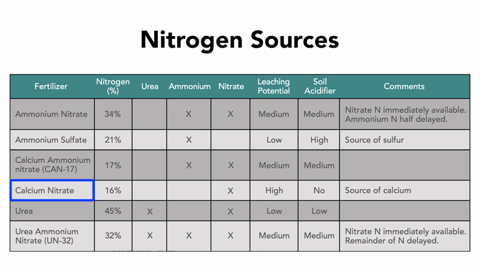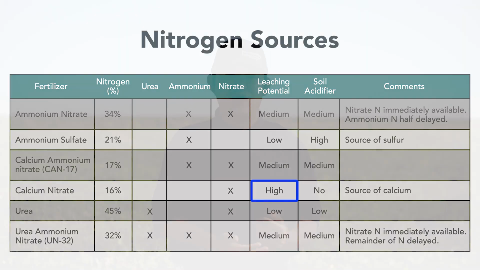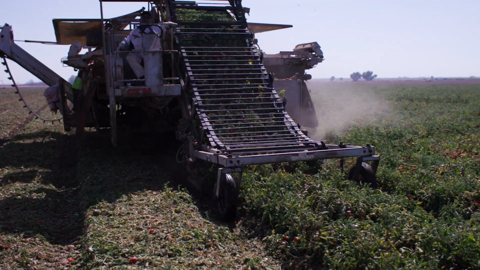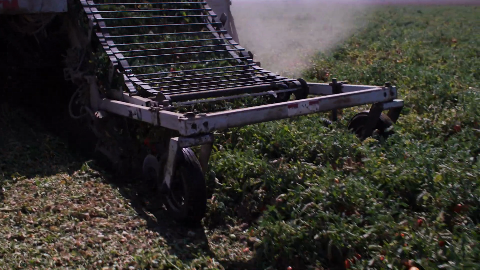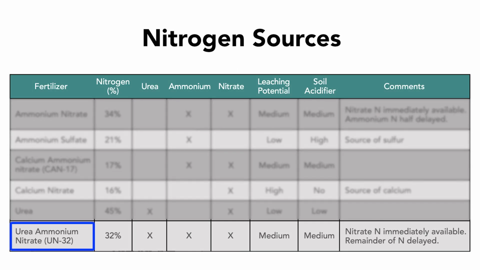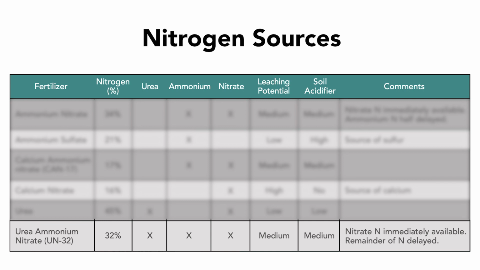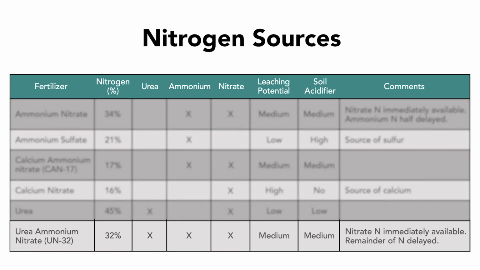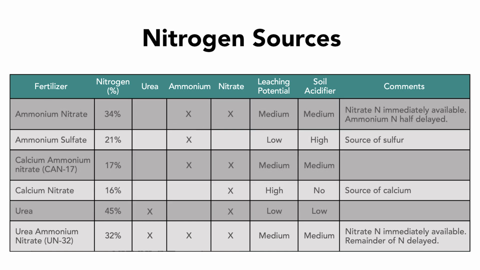Calcium nitrate is a readily available form of nitrogen, but also has a high leaching potential. This leaching potential can be managed with well-timed applications, and calcium nitrate is well suited to fertigation systems. The calcium in calcium nitrate can also be helpful for plant health. Urea ammonium nitrate is very popular due to its solubility. The mixture of nitrogen forms makes this a slightly less leachable form of nitrogen, although in warm spring and summer conditions, the conversion to nitrate is very rapid.